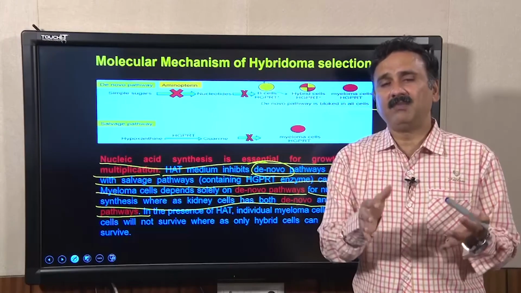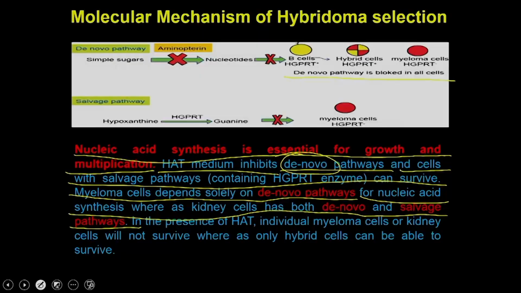So they are completely dependent on the de novo pathway, and since you are incubating these cells in the HAT medium, which contains aminopterin, a inhibitor that blocks the de novo pathway but does not affect the salvage pathway, which starts from hypoxanthine, the myeloma cells are not going to survive because of the blockage of the de novo pathway. The B cells can still synthesize nucleotides because, although their de novo pathway is blocked, they still have the salvage pathway.